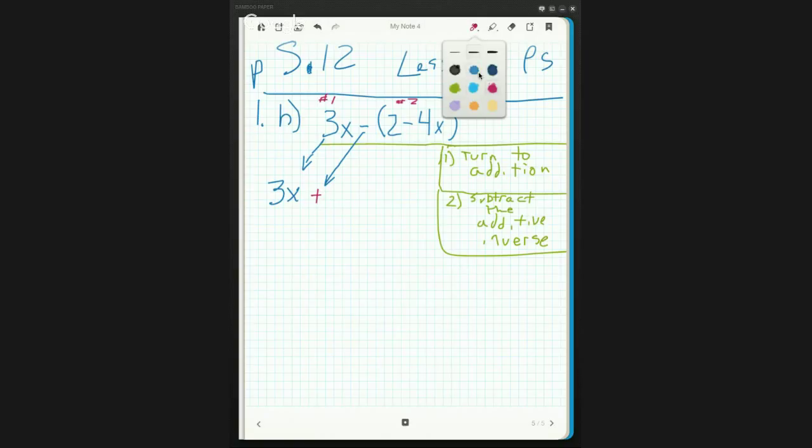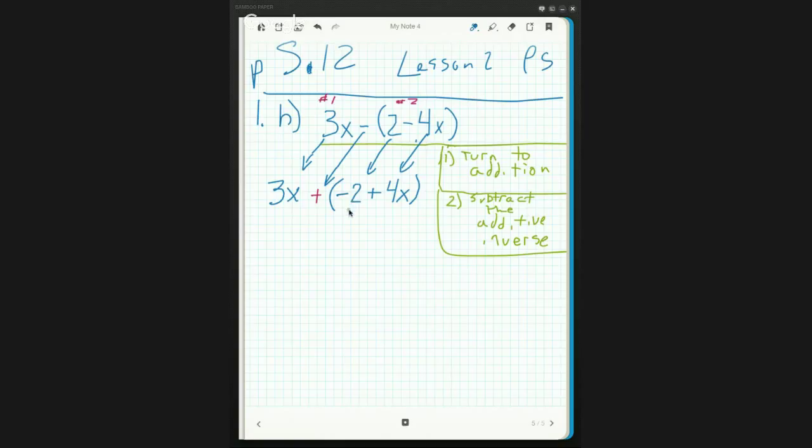Now when we do that, we have to take the additive inverse of the second thing. So we're subtracting everything here in parentheses. So to do that, we have to take the additive inverse. And the additive inverse of 2 minus 4x is just the additive inverse of each piece. So the additive inverse of 2 is -2. And the additive inverse of -4x is 4x. So remember, you're just going to switch all the signs.